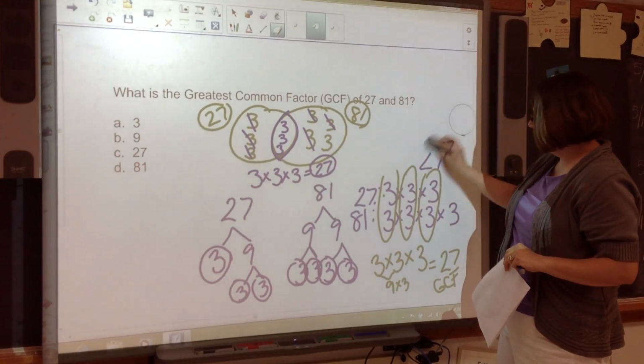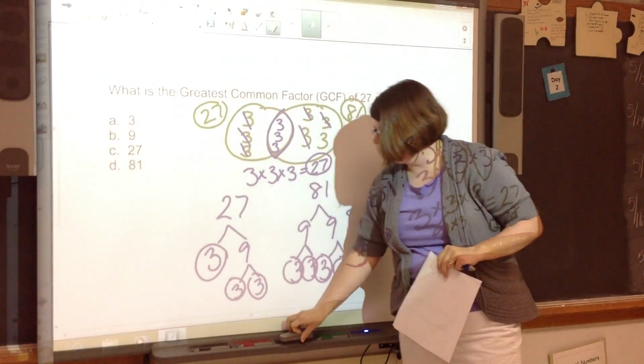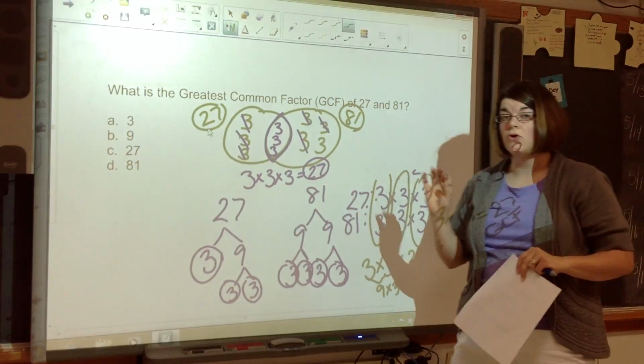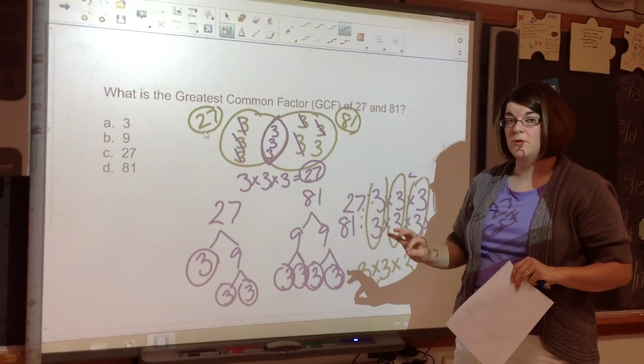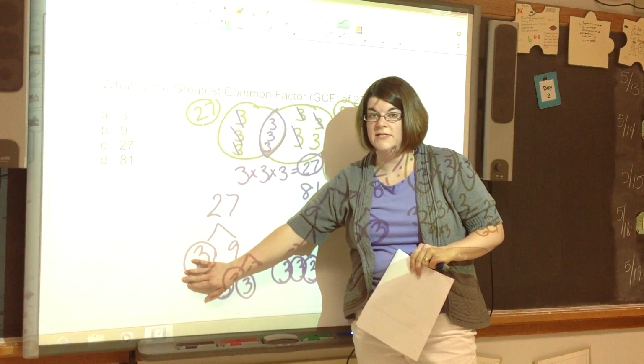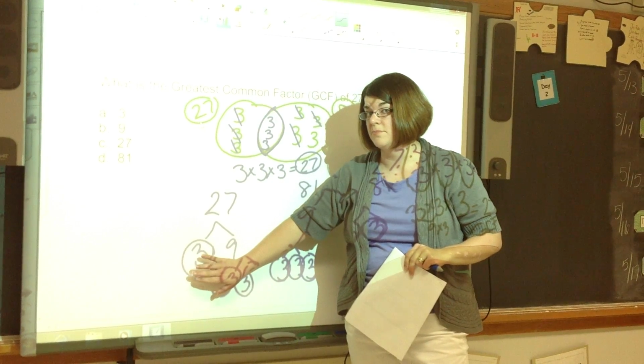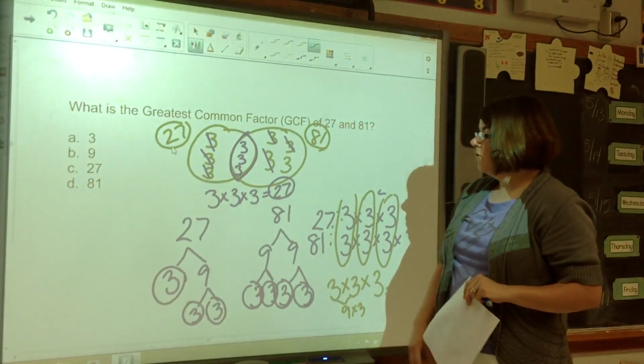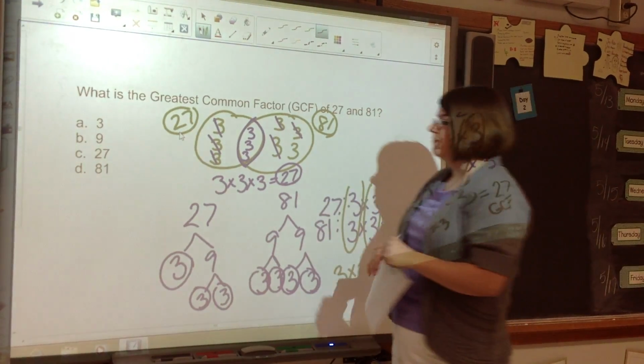Remember your prime factorization. You need to have your list of prime numbers. A prime number is a number that can only be divisible by 1 and itself. So nothing divides 3 other than 1 and itself. So you don't want to circle it unless it's a prime. Okay? So our answer here is 27, which is C.